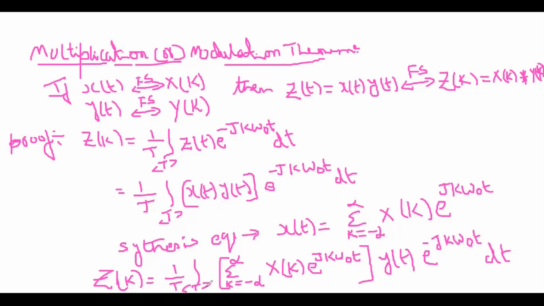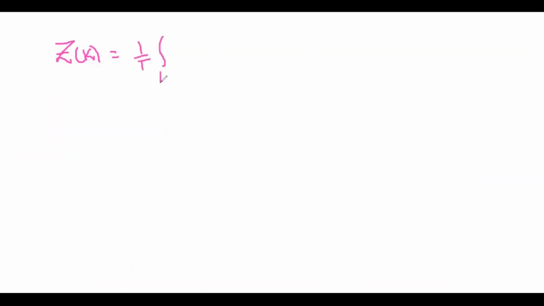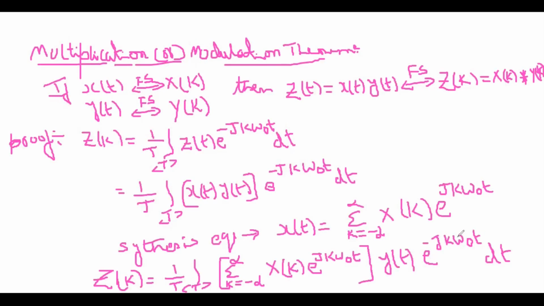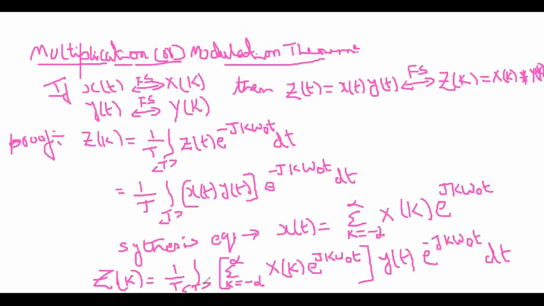Now again rewrite this function: z of k is equal to 1 by T, the integral over T, y of t, e power minus jk omega naught t dt. Total three terms, not the three equations here. Understood? So what is the remaining here?